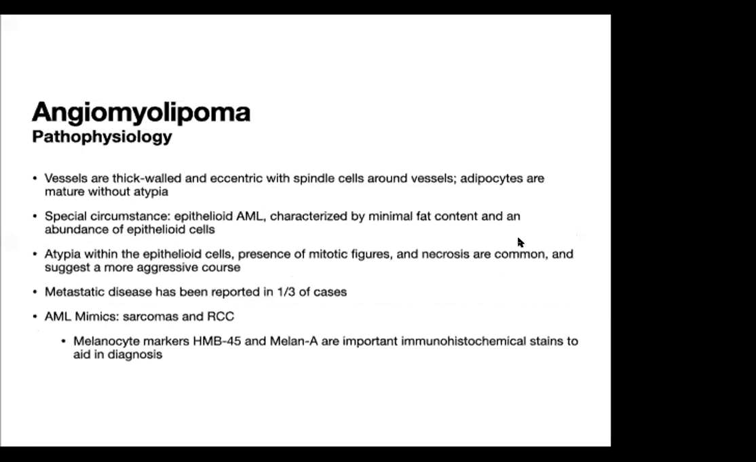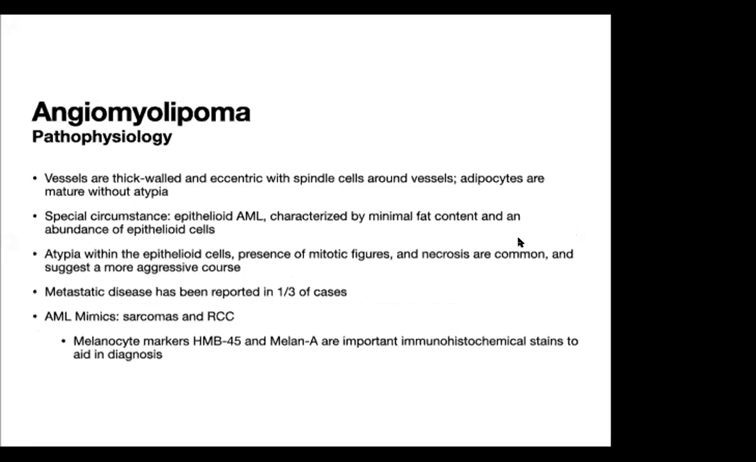Also, the vessels are thick-walled and eccentric with spindle cells around vessels, and adipocytes are mature without atypia. However, there are special circumstances, such as in the case of epithelioid AML, which is characterized by minimal fat content and an abundance of epithelioid cells. Atypia within the epithelioid cells, the presence of mitotic figures, and necrosis are common and suggest a more aggressive course. Metastatic disease has been reported in a third of the cases.